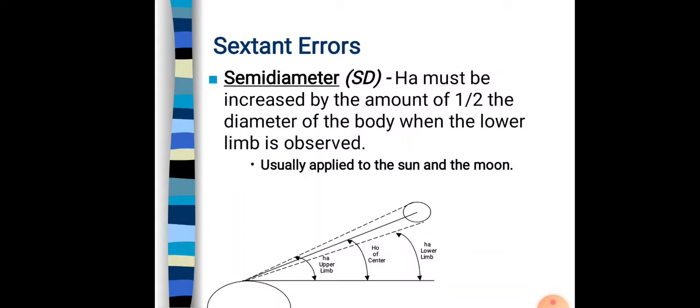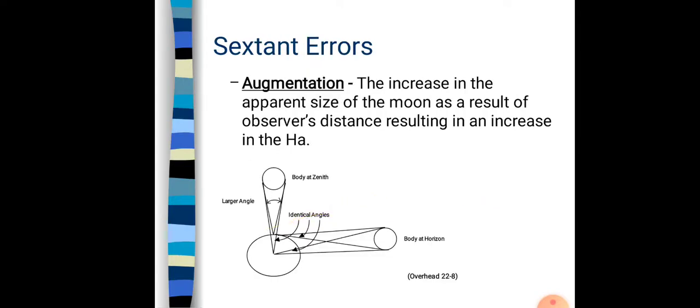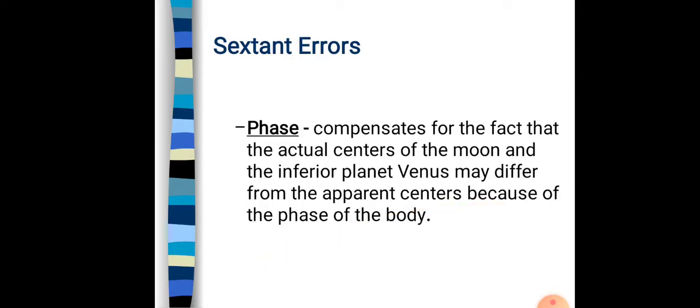Then comes the semi-diameter. It is usually applied to the sun and the moon. The apparent altitude must be increased by the amount of half the diameter of the body when the lower limb is observed. Then comes the augmentation. The increase in the apparent size of the moon as a result of the observer's distance results in an increase in the apparent altitude. It is explained clearly in the figure given below.